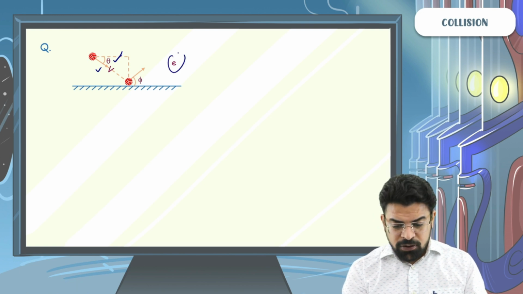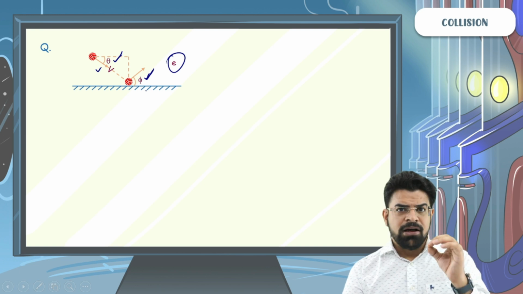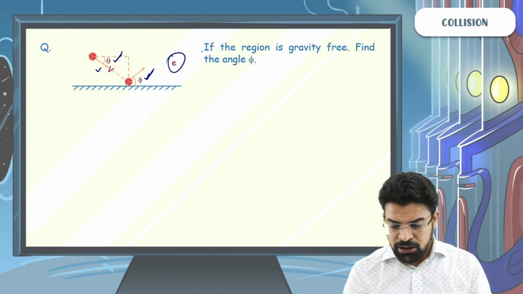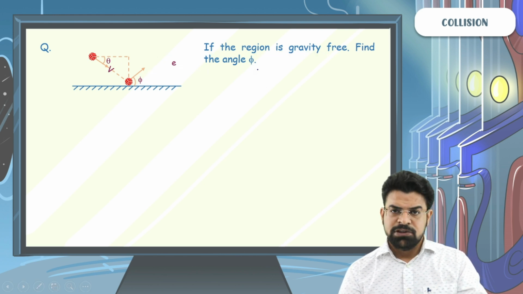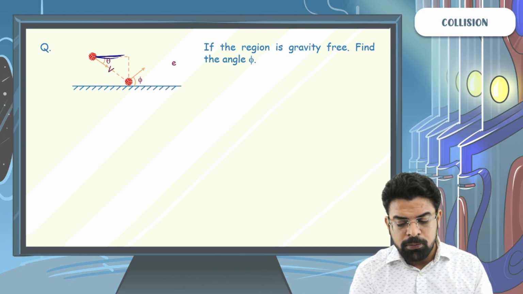If the coefficient of restitution for the collision is e, you need to find phi, the angle made by its velocity vector with the horizontal after the collision. So if the region is gravity free, find the angle phi. This is the question. So you will say one can break down the velocity of the ball before collision into components.